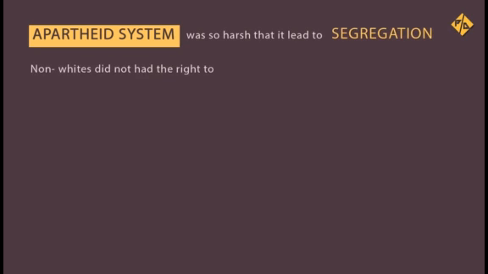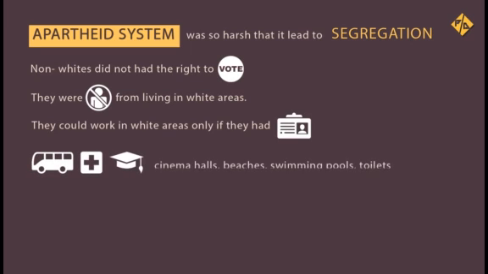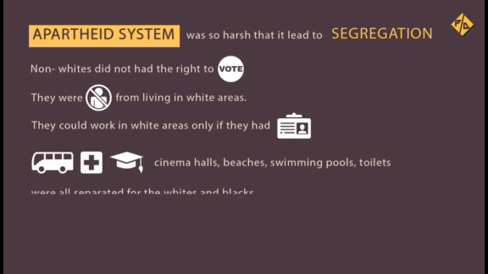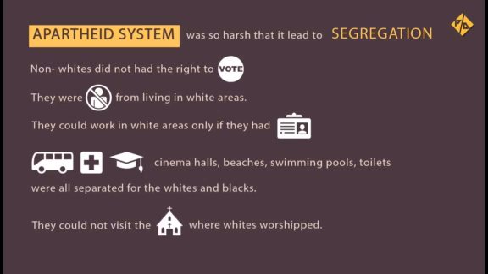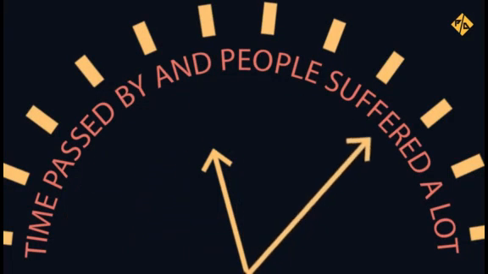This means non-whites did not have the right to vote. They were forbidden from living in white areas. They could work in white areas only if they had a permit. Transport, hospitals, education facilities, cinema halls, beaches, swimming pools, toilets, all were separated for whites and blacks. They could not visit the church where whites worshipped. They were not allowed to form associations or protest against such terrible treatment. Time passed by and people suffered a lot.